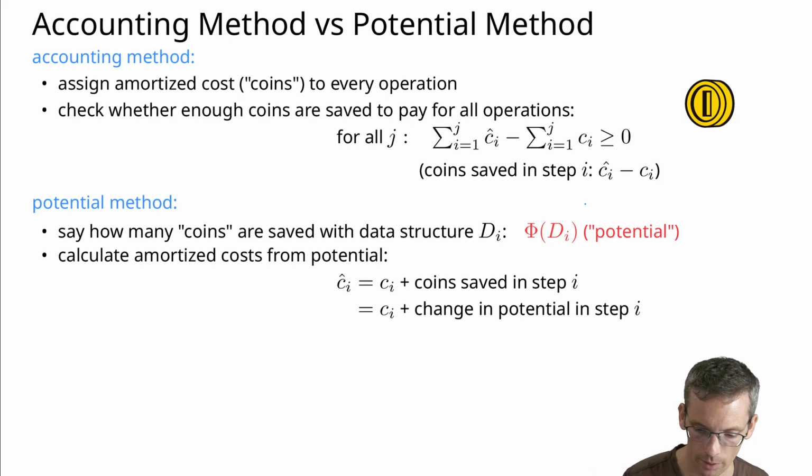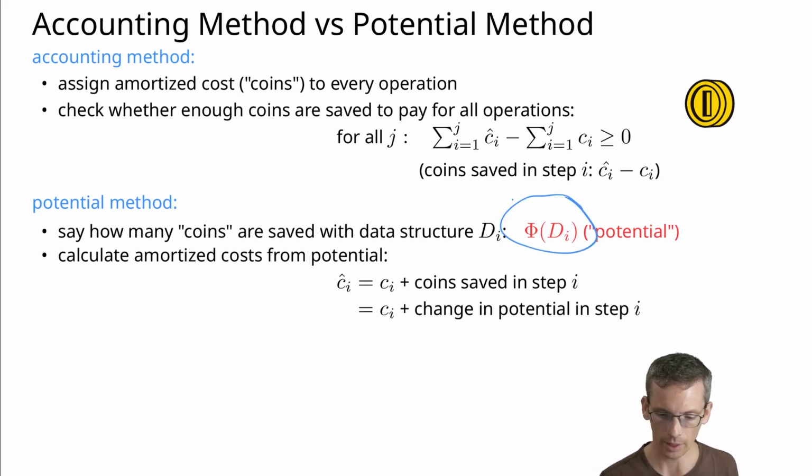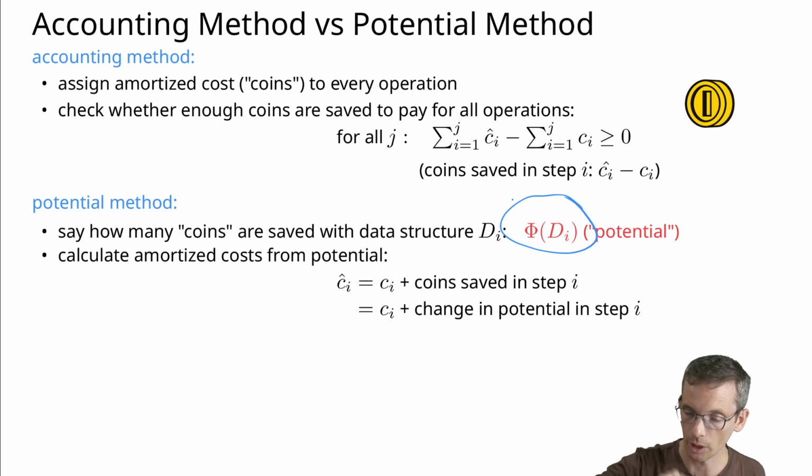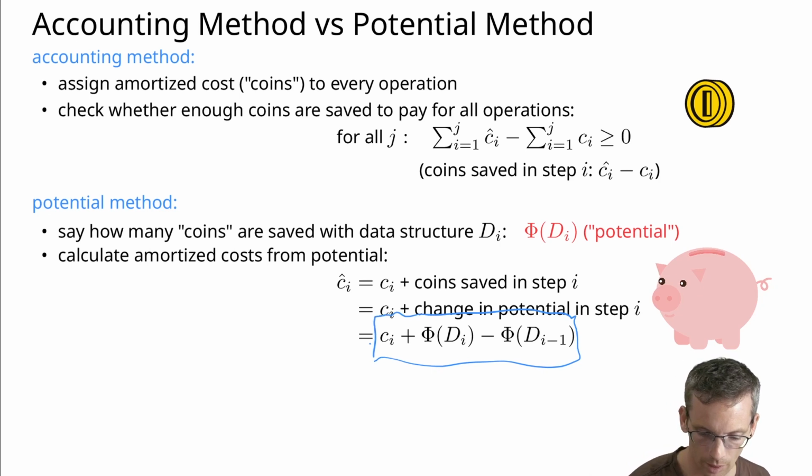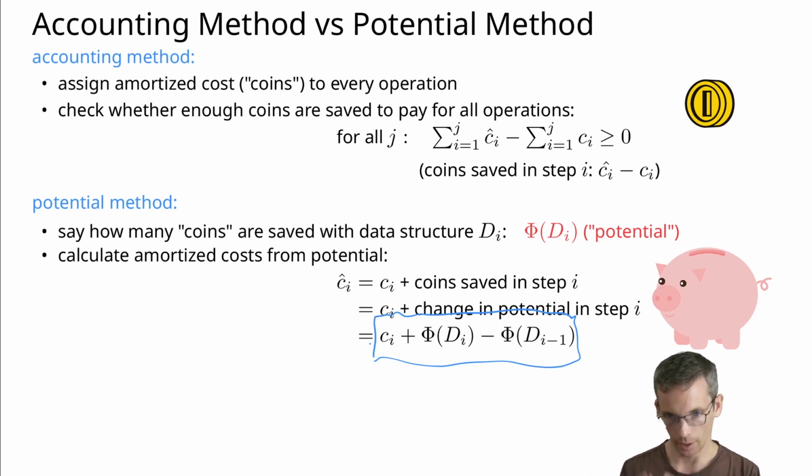After operation i, the coins that I have, that's the potential. So if I want to know how many coins I'm saving in one step, it's how much the potential changes in one step. And this can be written like this. Now we have our expression for the amortized cost: the amortized cost of the ith operation is the actual cost of the ith operation plus the change of potential, and the change in potential is the potential of the data structure after step i minus the potential of the data structure after step i minus 1.